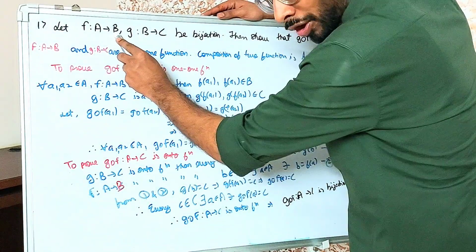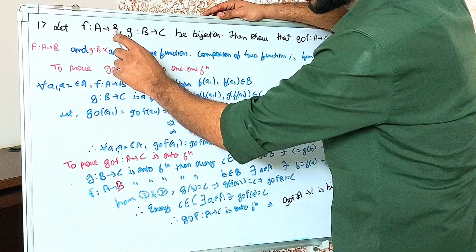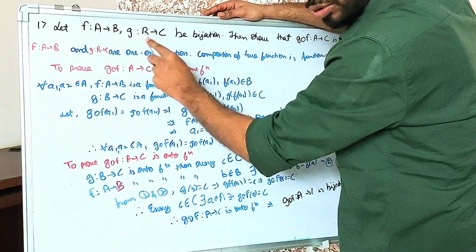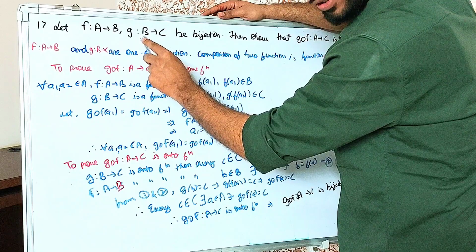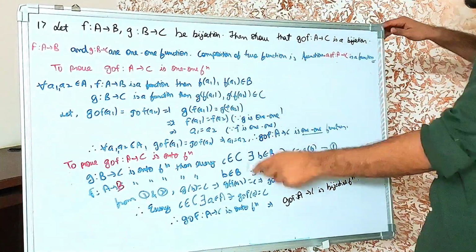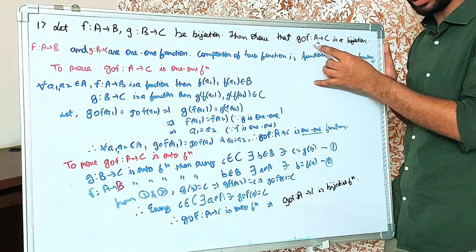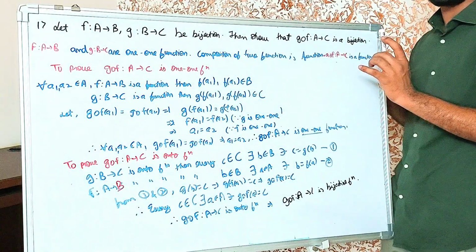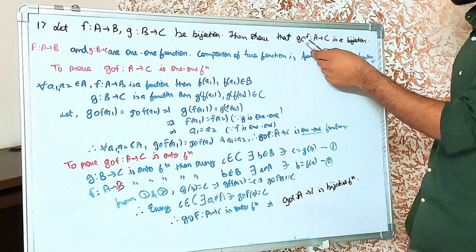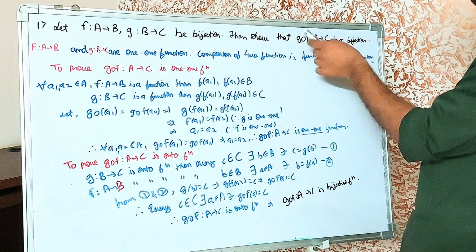For every small b belongs to B, there exists a small a such that b equal to f of a. For every c belongs to capital C, there exists small b belongs to B such that small c equal to g of b. And similarly from 1 and 2 we can write for every small c belongs to capital C, there exists a such that a belongs to capital A and c equal to g of f of a.